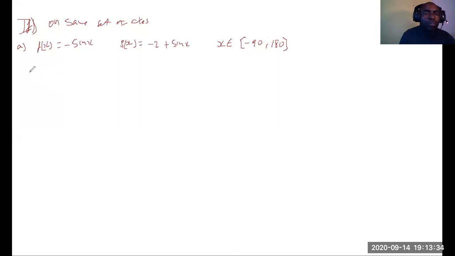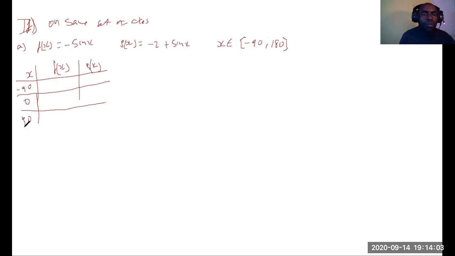So here we can have x, and then here we can have f of x, and then we can have g of x. So we start with minus 90. So if we add 90, we have got a 0. Then we've got a 90. And then I've got 180.